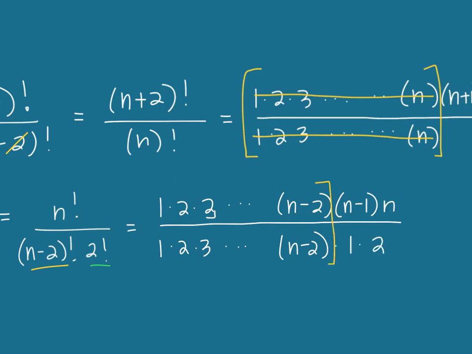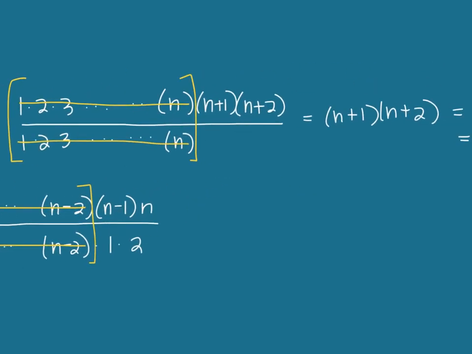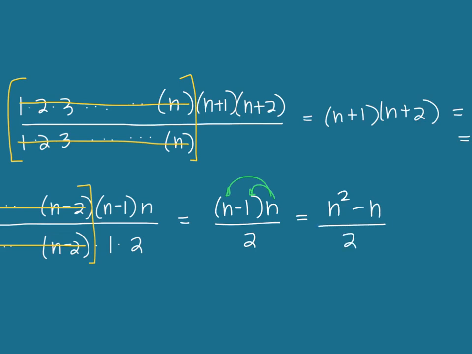So what I've got going on now is a match here between 1, 2, 3 up through n minus 2. So those all reduce each other. And I am left with n minus 1 times n over 2, which is another chance for me to do some distributing. So my final answer is n squared minus n over 2.